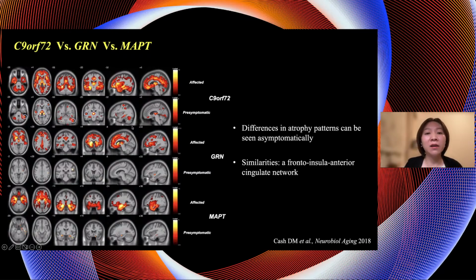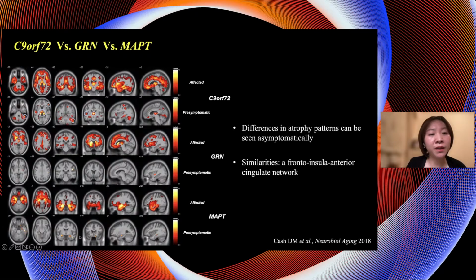I think this is a very good study by Dr. Cash in 2018. And we see that there are three mutation types here, three genes here. For each gene, the first line is asymptomatic, the second line is symptomatic. So we see that there are some different atrophy patterns in the symptomatic stage, but more of them include the temporal and parietal lobes.